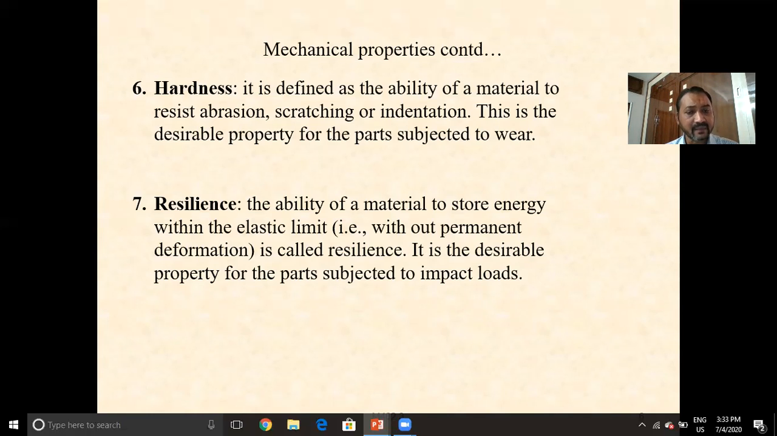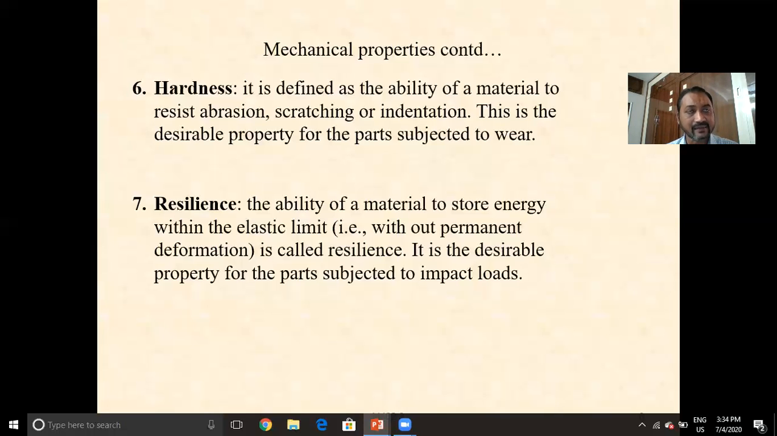The next one is resilience. It is defined as the ability of the material to store energy within the elastic limit, when it is strained within Hooke's law. Within the elastic limit, when any material is strained, the amount of energy stored in that material is termed resilience.